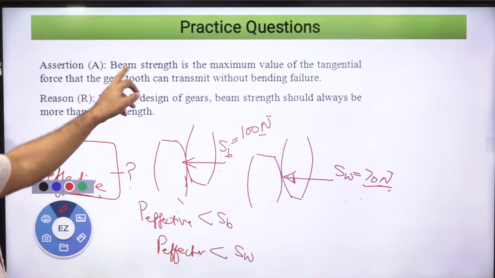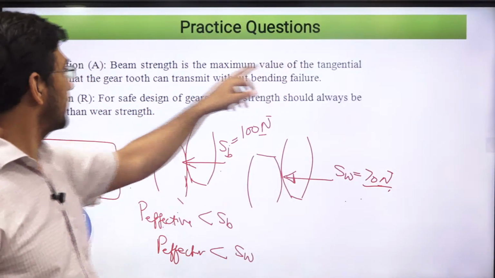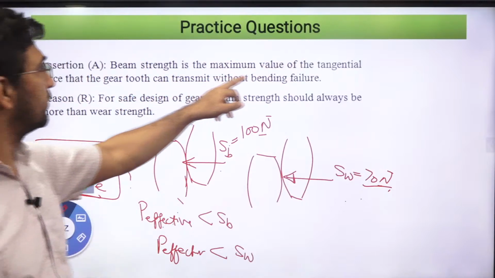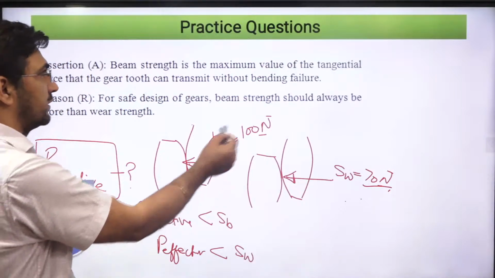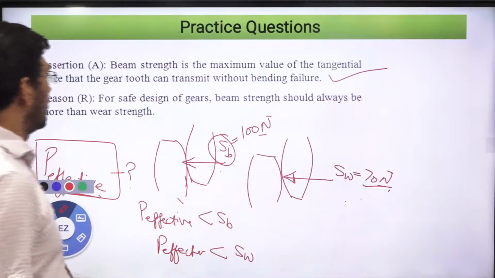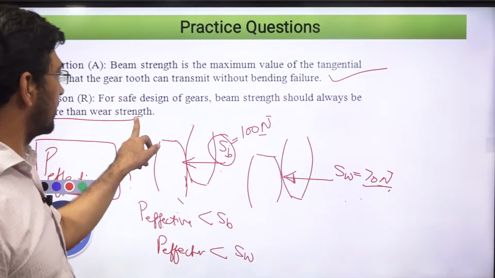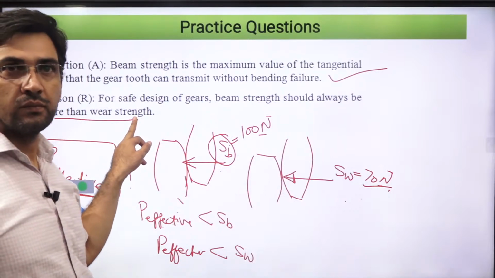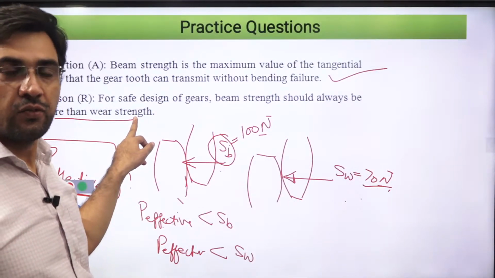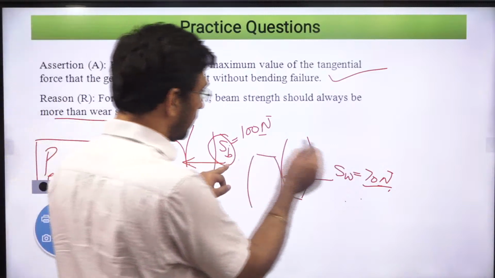Now see, the beam strength is the maximum value of the tangential tooth force that a gear tooth can transmit without bending failure. This definition. For safe design of gears, beam strength should always be more than wear strength. Is it correct? For safe design, this should always be more than this.